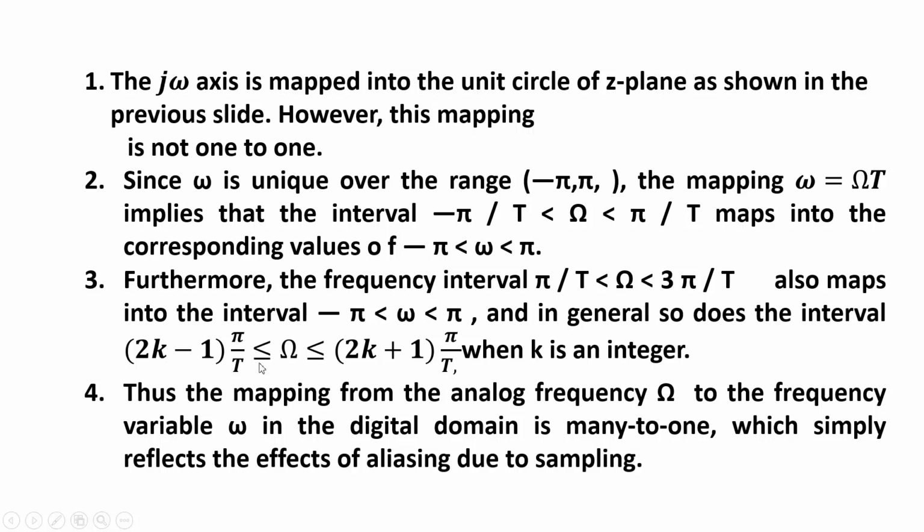So in general, we can write that every strip corresponding to the j omega axis, the imaginary axis, will be mapped into the inside of the unit circle, where k is an integer. Thus, the mapping from the analog frequency capital omega to the frequency small omega in the digital domain is many to one. It's not a one-to-one mapping as there is in the impulse invariant method. It is many to one, which simply reflects the effects of aliasing due to sampling. So that's a problem with the impulse invariant method.